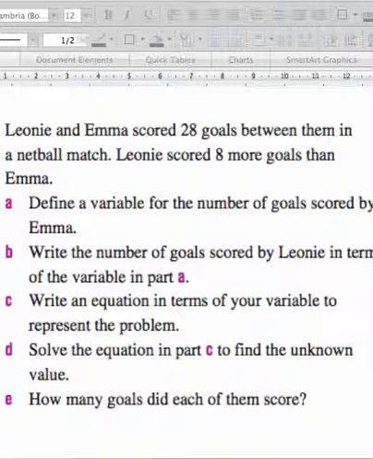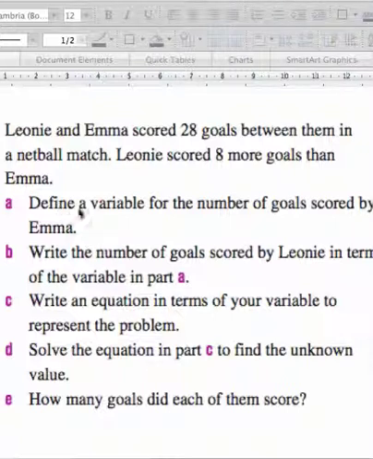Now, with that information, we can come up with an equation, sometimes more than one equation, to work out how many goals each girl scored individually. And this question actually breaks it up for you on how to do this. Of course, our first step with any worded problem is to define or state your variables, which means explain what your variables stand for. So let's answer question A.